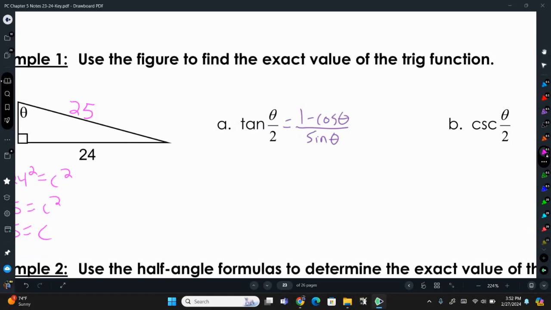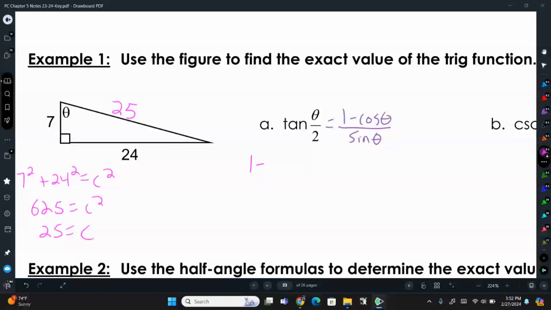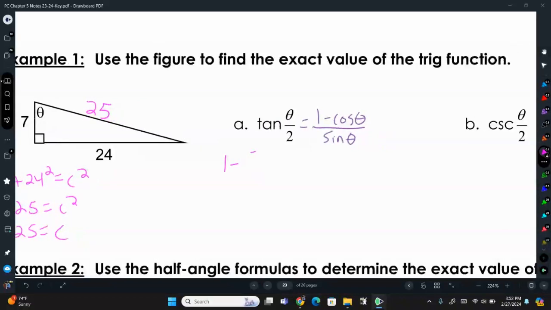So we get 1 minus cosine, where cosine is the adjacent over the hypotenuse, so 7 over 25, over sine, which is 24 over 25. So I'm going to multiply the top and bottom by 25, the top and bottom of the big fraction. So I'm going to multiply this by 25 and this by 25. And I can do that because I have that big fraction, and as long as I multiply the top and bottom by the same thing, everything will be okay.